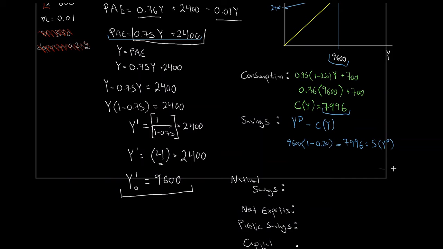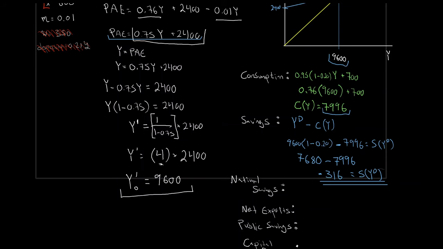Okay, so 9,600 times 1 minus 0.2, that's 9,600 times 0.8. That yields for us a disposable income of 7,680 minus our consumption of 7,996. So hey, we have our disposable income minus our consumption. 7,680 minus 7,996, we get negative 316 as our savings. That is, as we see in there, negative savings. We are dissaving, thus we are borrowing money.